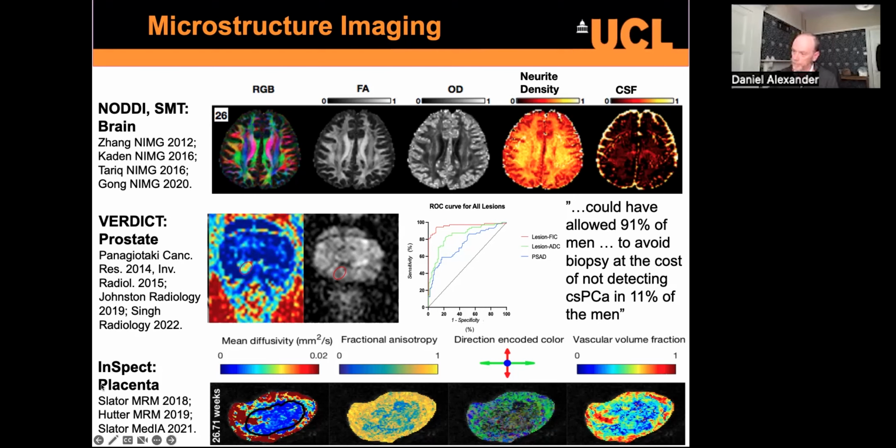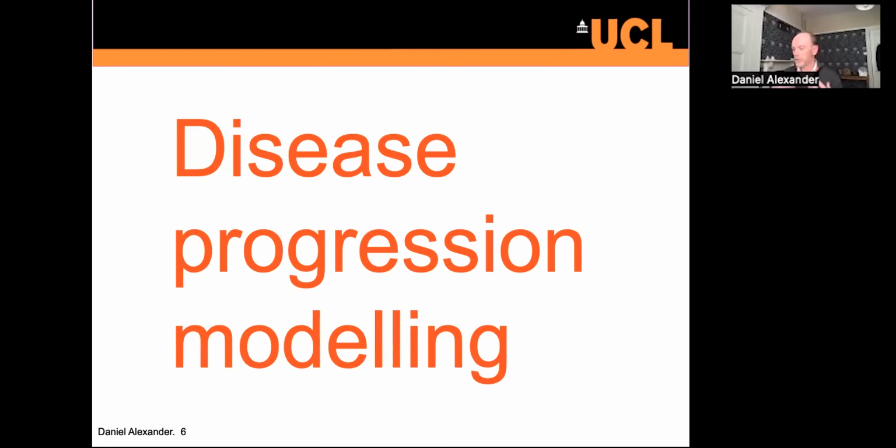And similarly, we are repurposing this for other areas. We've been looking recently at the placenta, for example, where similar ideas, this model-based imaging paradigm, provide useful markers, early indicators of pregnancy problems. So that was topic number one.